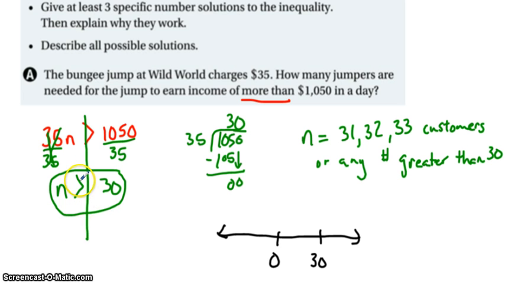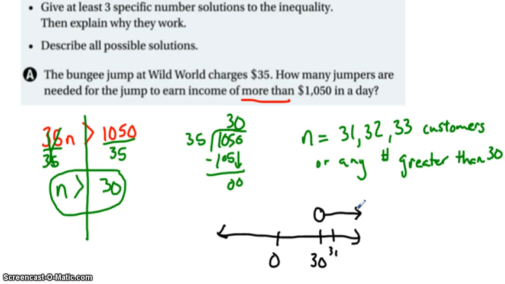Now, this is the part of graphing that comes. I'm going to look at my sign. It is greater than. It will not include the number 30. It will include every number greater than 30. So instead of coloring in the dot, I'm going to use an open circle at 30, and then I'm going to draw a line extending to the right, thus showing me that any number 31, 32, and so forth is going to be an answer.